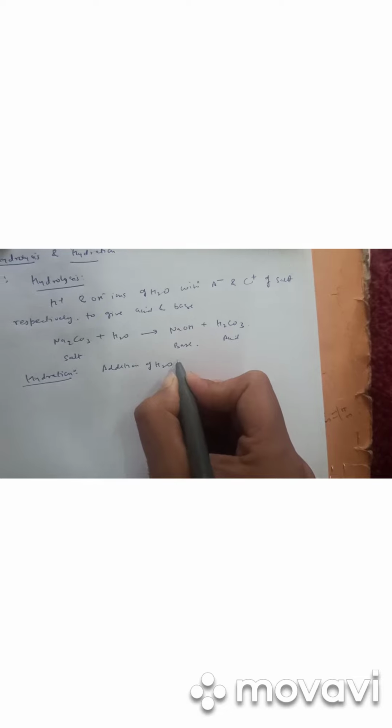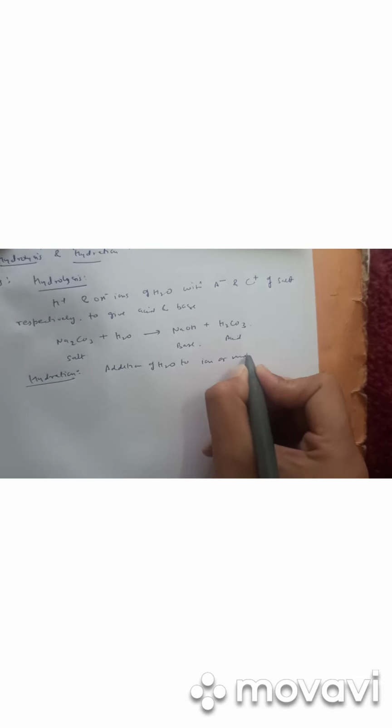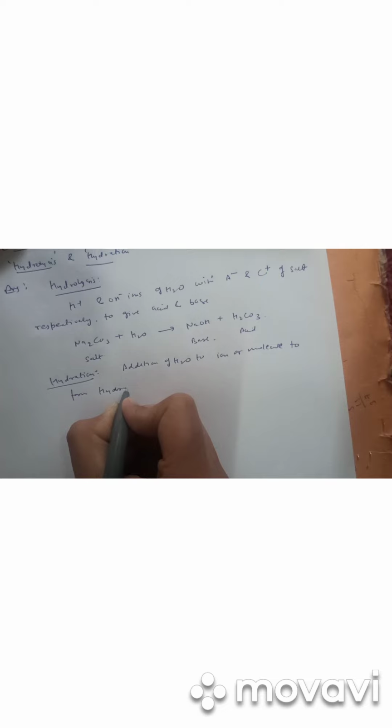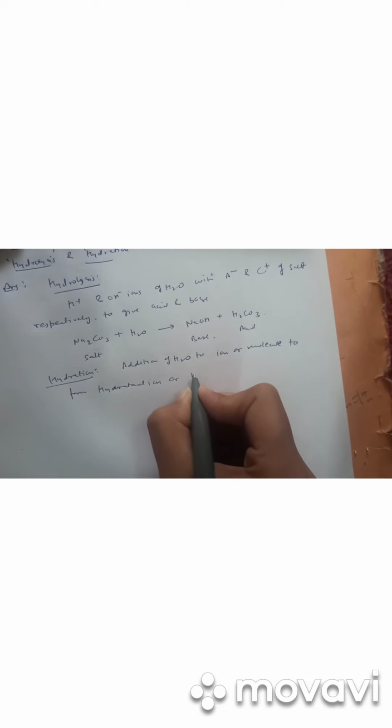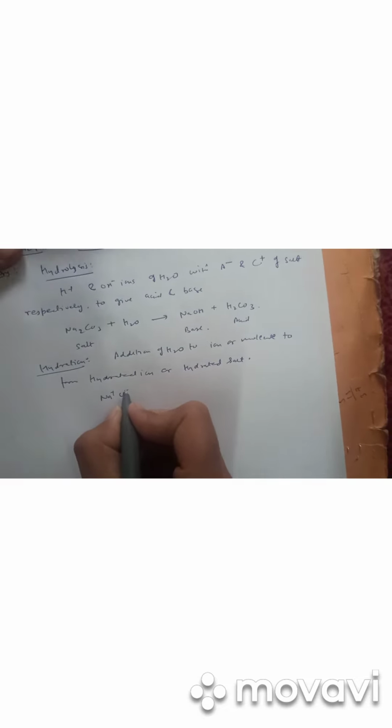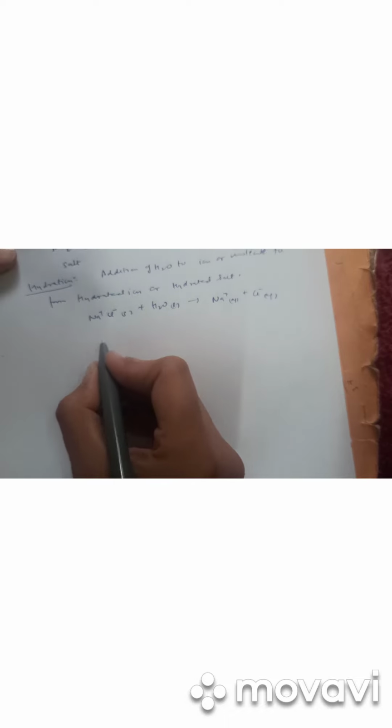On the other hand, hydration means addition of water to the ion or molecule to form a hydrated ion or hydrated salt. So let me take the example of NaCl. When it gains some moisture, then it changes into Na plus ion and Cl negative ion. So NaCl becomes moist.